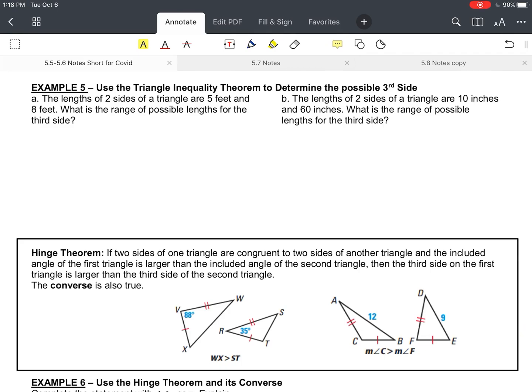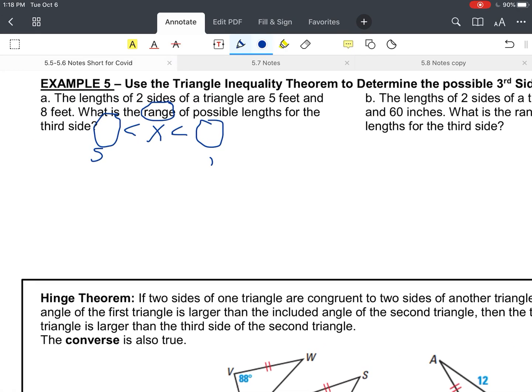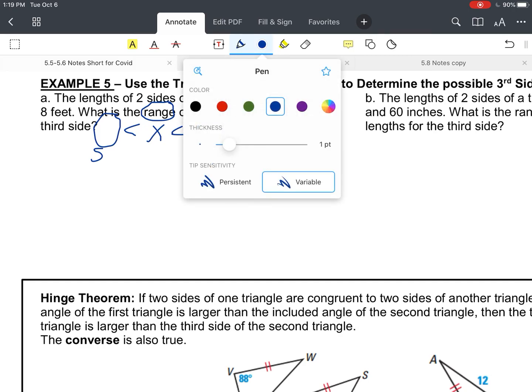For the next part, find the lengths of the two sides of a triangle. One is 5 feet and the other is 8 feet. What is the range? So when you see the word range, what it wants you to do is write your answer like this. I'm using X, you could use S for sides. So what is the smallest it can be? That's going to go on the left, so the small is going to go on the left. And what's the largest it can be on the right for the third side? Well, this is how you could set it up.